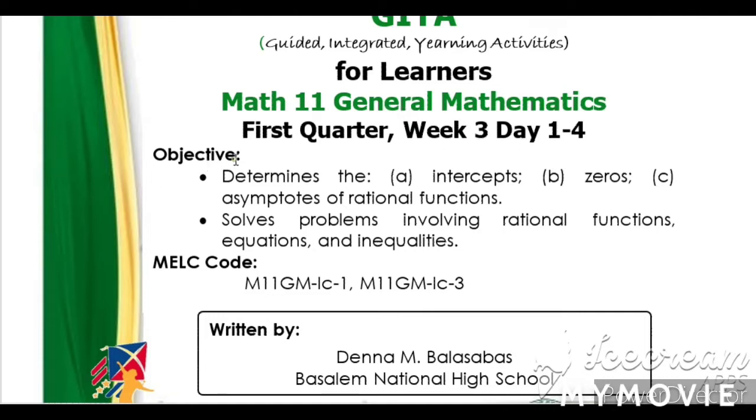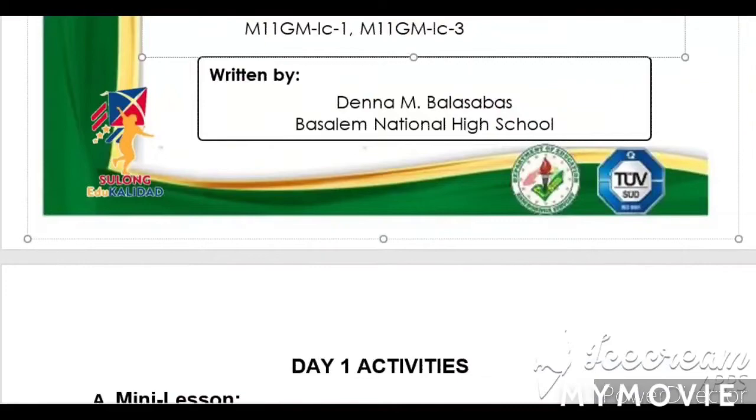Our objectives, number 1 is determines the intercepts, zeros, asymptotes of rational functions, solves problems involving rational functions, equations, and inequalities. The MELC code is M11GM-IC-1, M11GM-IC-3. This is written by Dena Malimbas, Basalim National High School in Zamboanga Sibugay Division. So we have your day 1 activities.